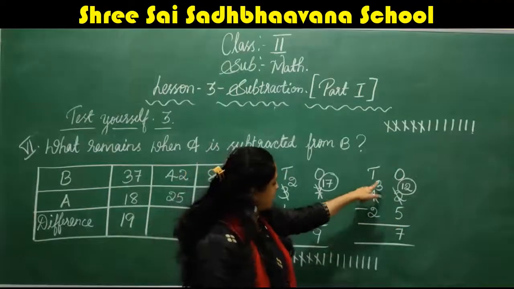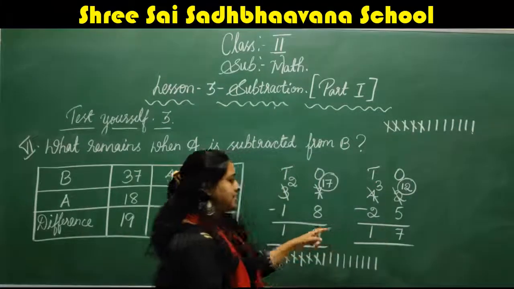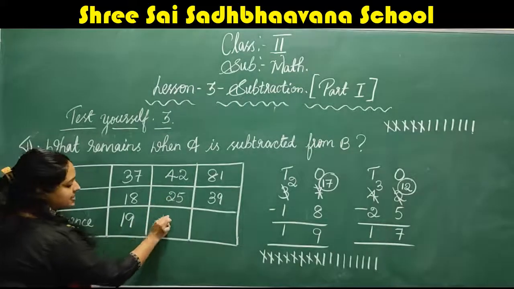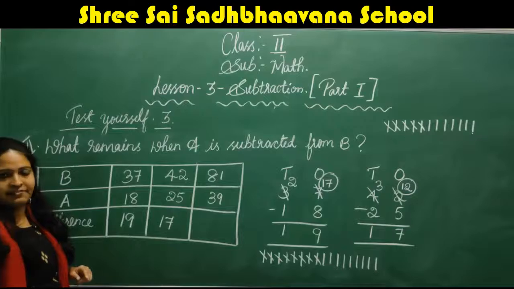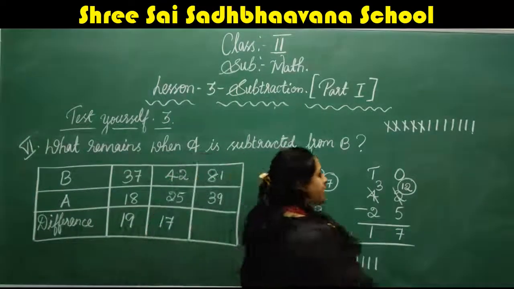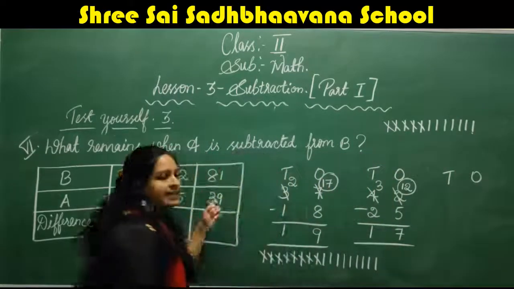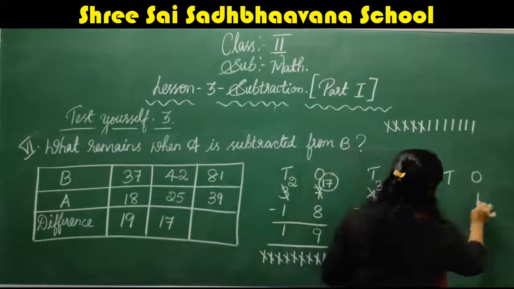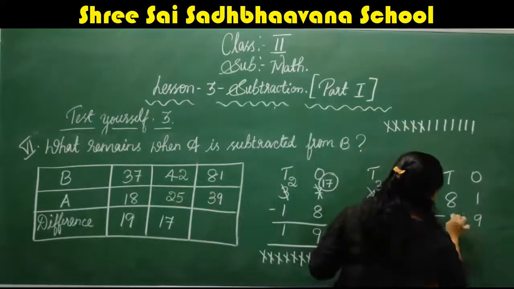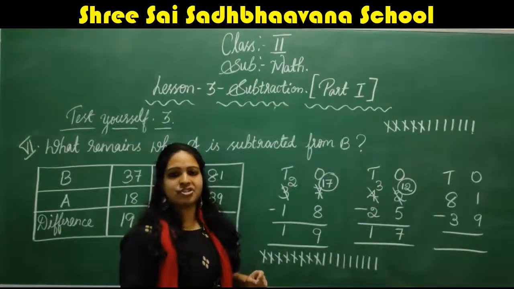Let us see here. 3 minus 2, 1. So what is the answer you got now? 42 minus 25, the difference is 17. Move on to the next one. Okay, you can write ones and tens. Now you write 81 minus 39. 9 and 3. Okay. Now, from 1, can you minus 9, children?